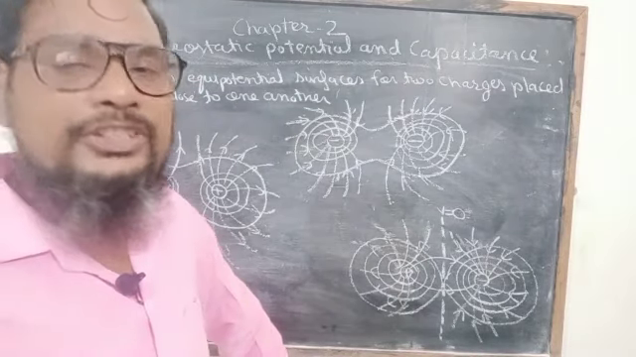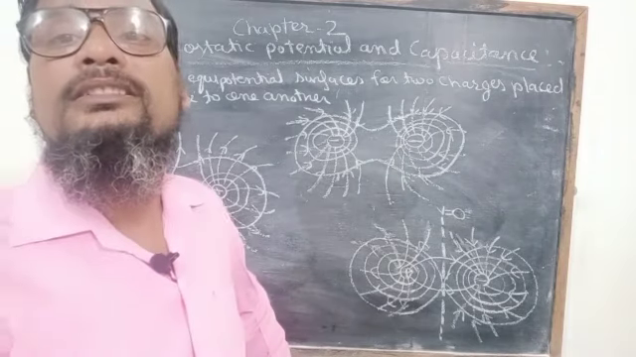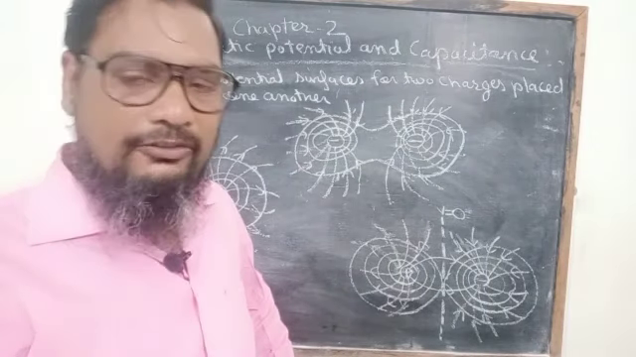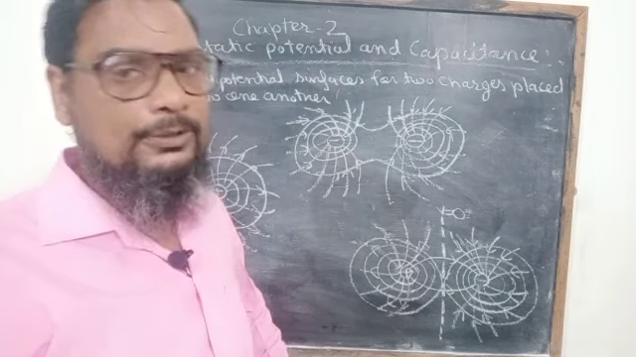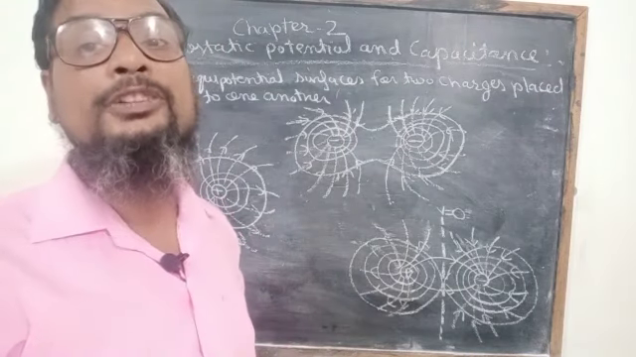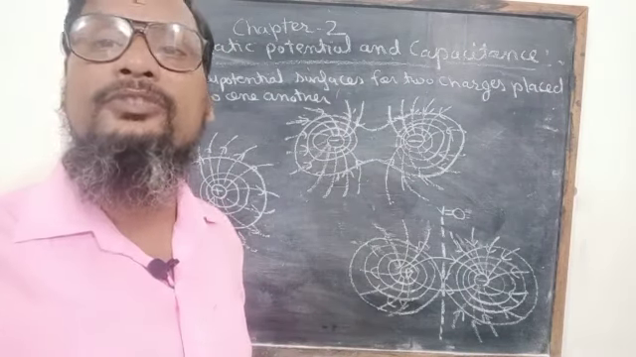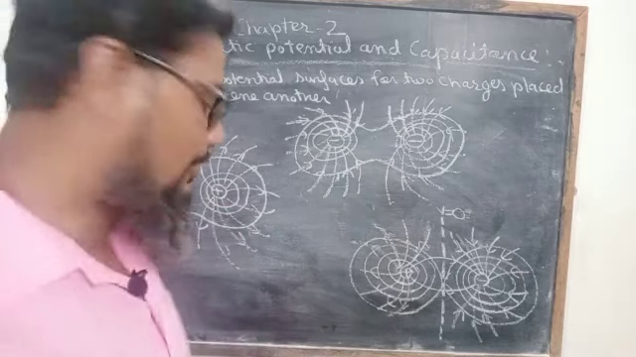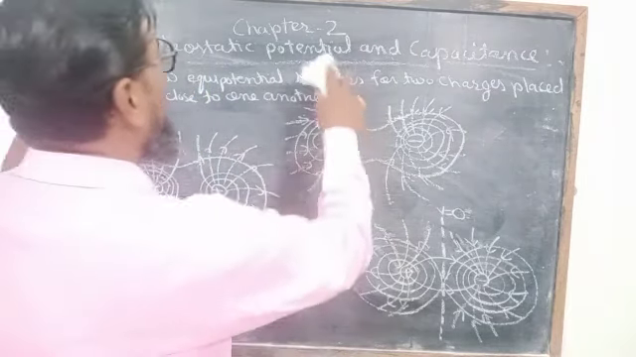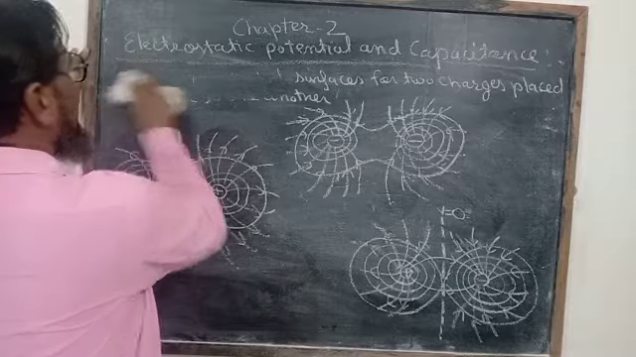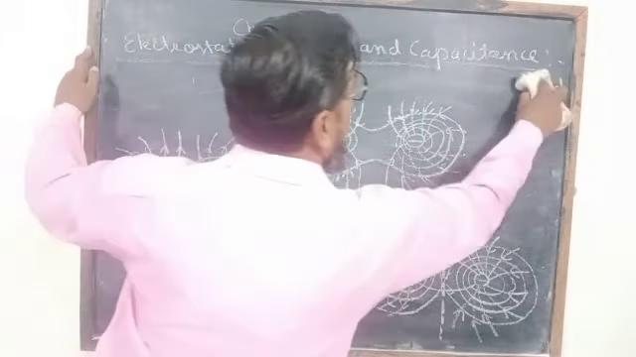Now we shall discuss the third case, where we draw the equipotential surfaces for a uniform electric field. For a uniform electric field, we draw the equipotential surfaces just like this.